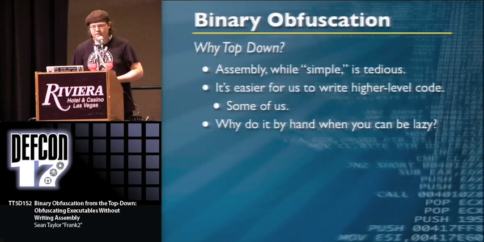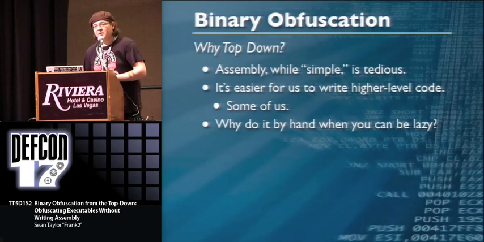So why exactly are we going to talk about this from the top down? Well, assembly is very simple. It's basically a bunch of different commands for a Turing machine, and it's just a math machine when it comes down to it. But because it's simply a math machine, writing out anything coherent, like a really big old program in assembly, can be kind of tedious. I mean, there are a whole lot of really awesome 64K programs out there, but it takes a lot of time. It's also a lot easier for some of us to write higher level code. It's more coherent for us to think of it from the top down rather than from the bottom up. It's just a more natural way of thinking about things. And why do it by hand when you can be lazy? If you can do this the simple way, that's usually the greatest way.